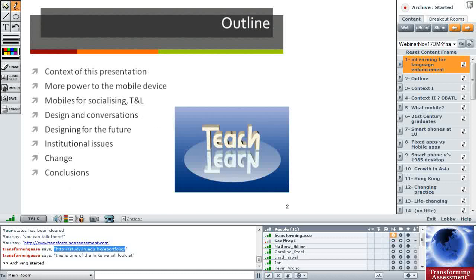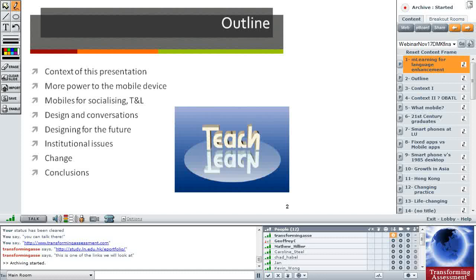Anybody on this list clearly has an interest in mobile learning. I want to talk about the ways in which the community uses mobiles and the ways in which we're trying to use them here. I'll also cover a little bit about the design processes, how we've been going about designing, and some of the things about institutional issues that we've learnt.